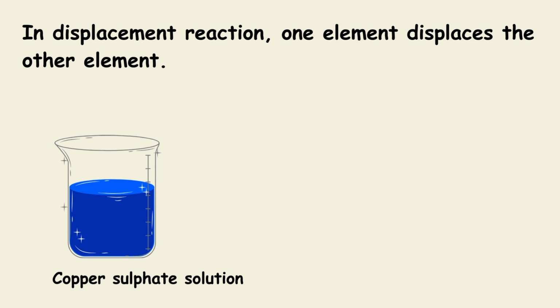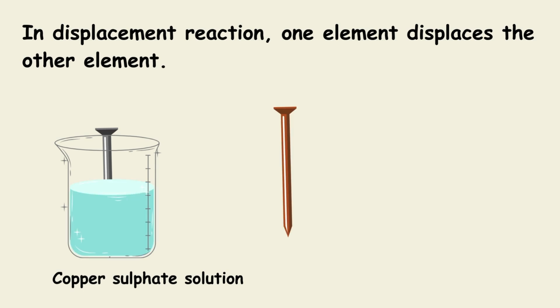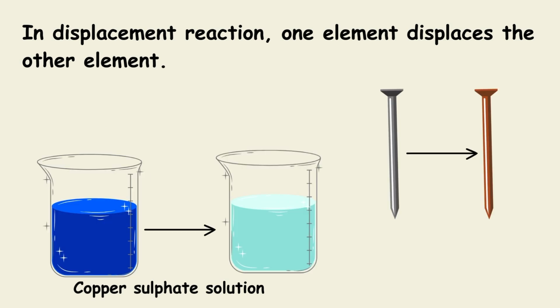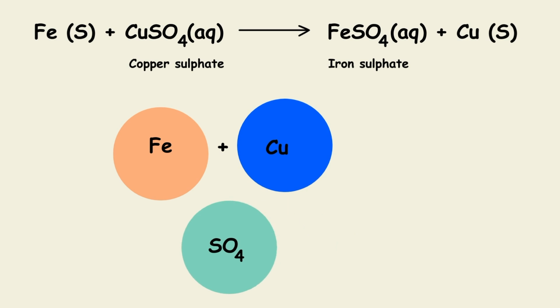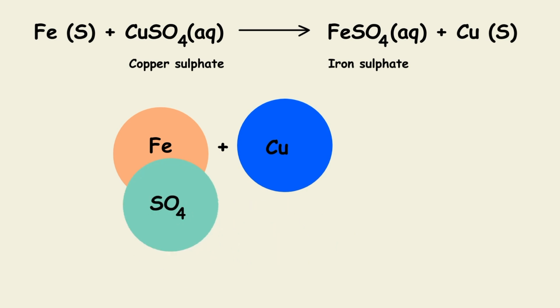Next important reaction is the displacement reaction. In the displacement reaction, one element displaces the other element. When an iron nail is dipped into copper sulfate solution, the nail becomes brownish in color and the blue color of the copper sulfate solution fades. This is because the iron has displaced or removed another element, copper, from the copper sulfate solution. This reaction is known as the displacement reaction.